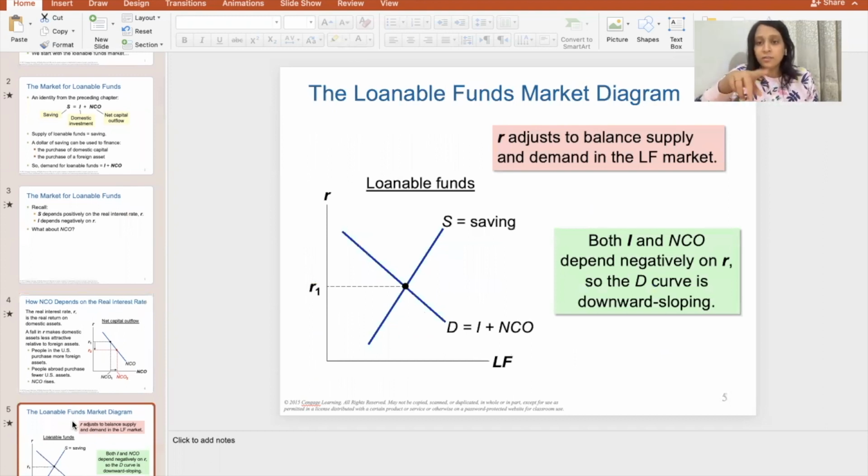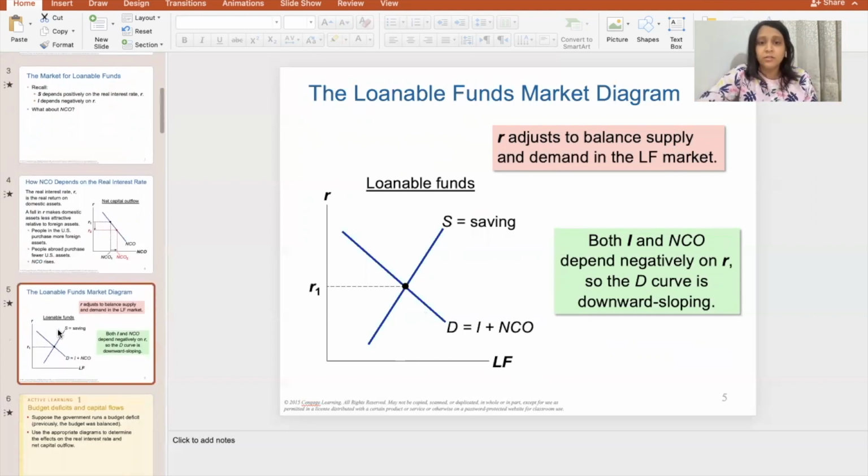Now, the loanable funds market. The axes here are very important to understand. One axis is the real interest rate and the other is the loanable funds. The supply of loanable funds is essentially the savings, because whatever you're saving is what you're going to give out in the market as funds. And the downward sloping curve, which is the demand, is I plus NCO, because for these two purposes you're going to demand funds from the market, that is investing or capital outflow. In this market, the changes in savings and I plus NCO are going to determine the interest rate.